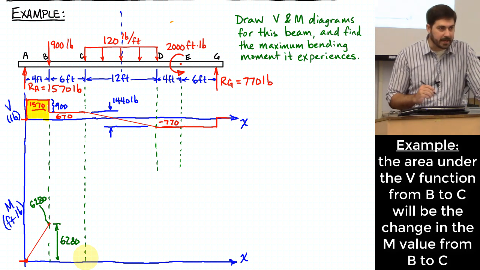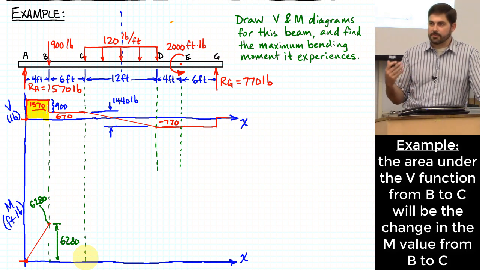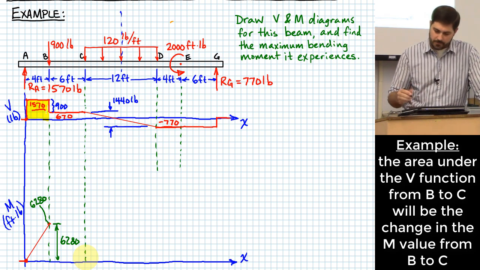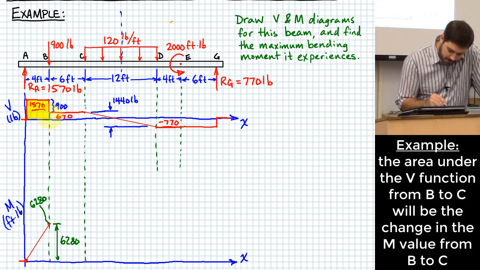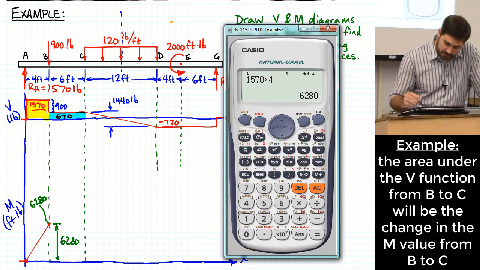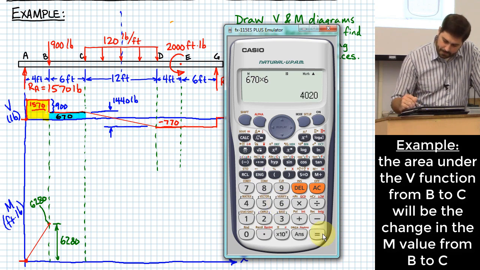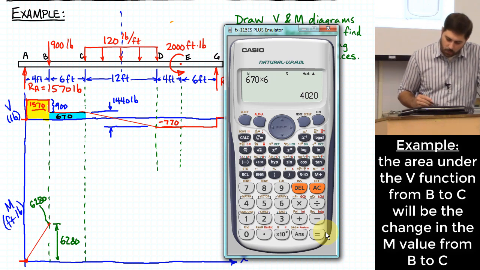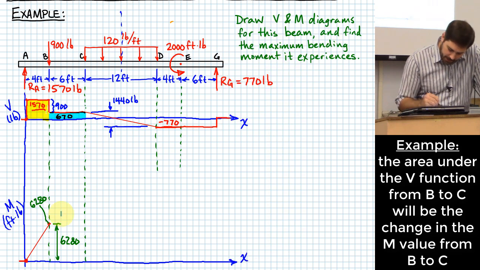Can we use that same rule again? The area under the v of x curve is equal to the change in the m curve over a particular interval. So I can go in here and say, what if I found the area in this segment? What would that give me? Well, the value it gives me is 670 times 6 feet. That'll be a change of 4,020.